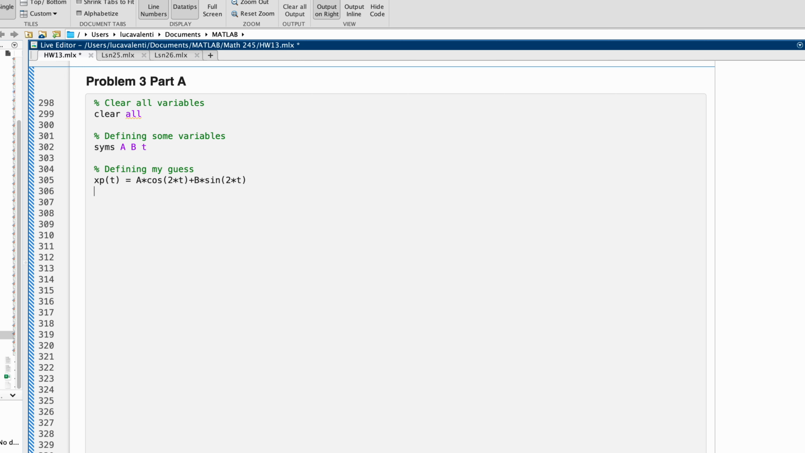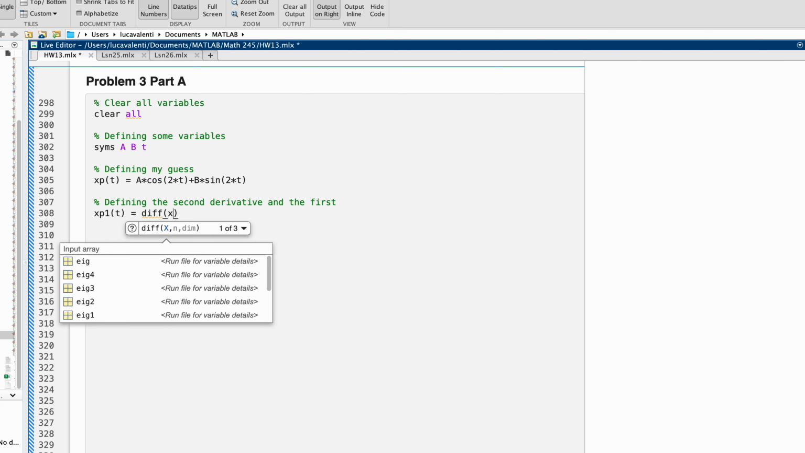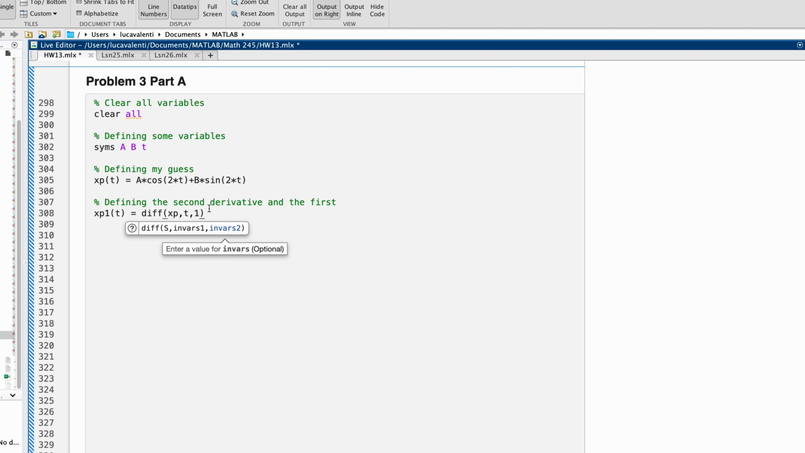And then once we have that, I want to output it just so I check that it is correct. And then once we have that, what are we going to do? Well, now I'm going to define the second derivative and the first. I really don't need the first unless I want to check the first solution, which I do for part A. So let's just say x_p1(t) is going to be equal to the derivative of x_p with respect to t, the first derivative. And here I'm going to say the second derivative, and I'm going to put this over here.